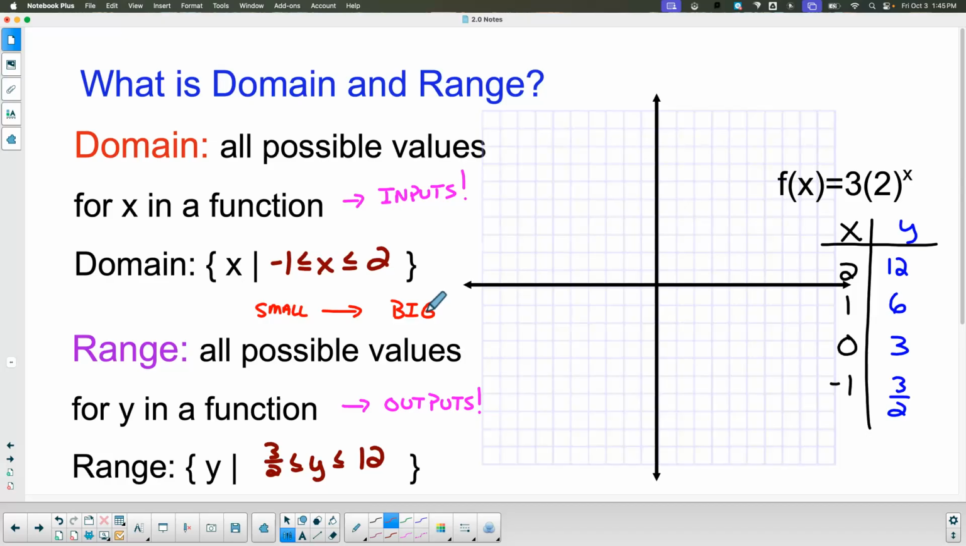Okay? Then, if I were to graph this function, I would come over here and I would be at -1, 3/2. 3/2 is 1.5. 0, 3. 1, 6. 2, 12. And I would just connect those. I wouldn't extend it any further than just those, because we restricted our domain, which then restricts our range, which restricts our graph. We just take a little part of the graph. With me on that? Okay? Love it.